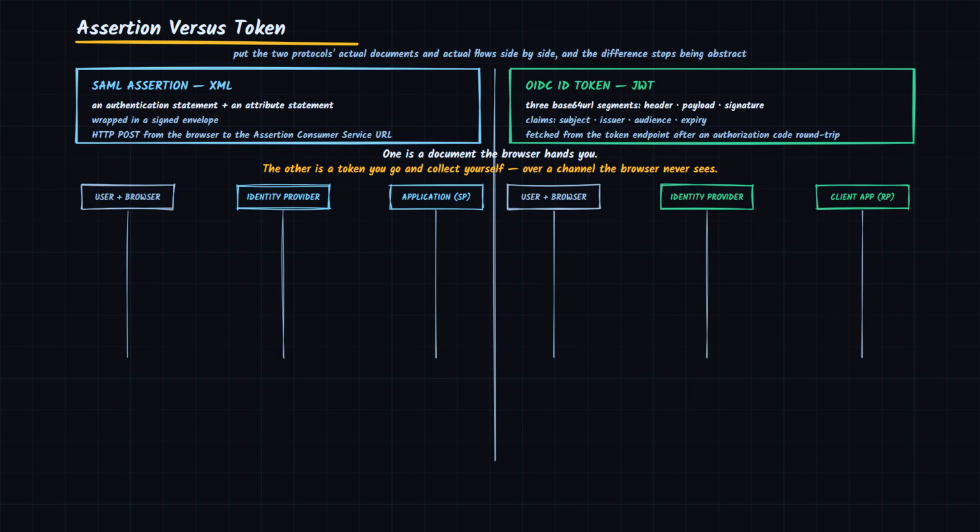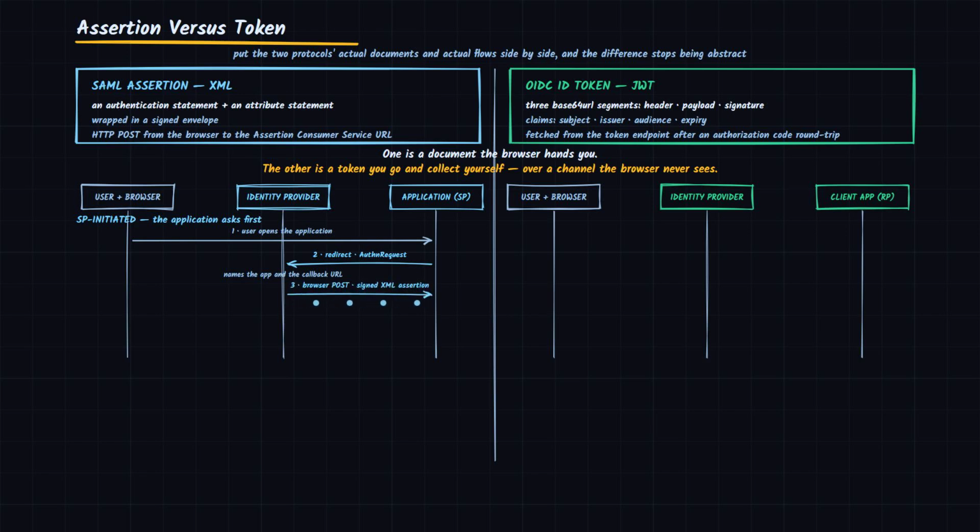SAML also has two distinct ways a login can start, and the difference matters. In SP-initiated flow, the user opens the application directly. The application notices they're not authenticated and redirects them to the identity provider, carrying an AuthnRequest naming exactly which application and callback URL this login is for. The identity provider authenticates the user, then redirects back with an assertion targeted at that request.